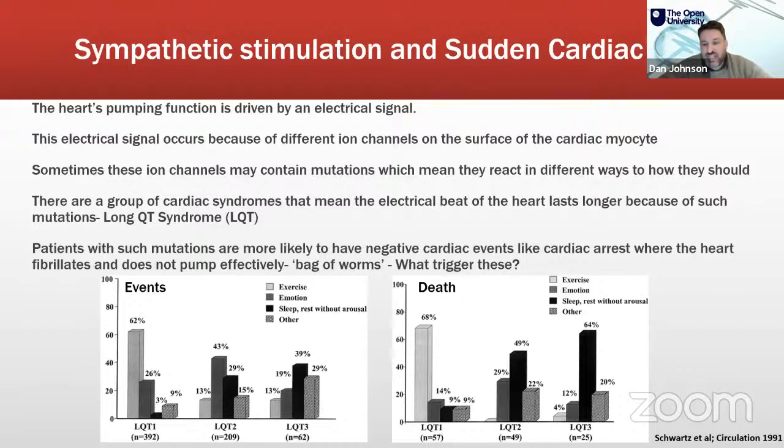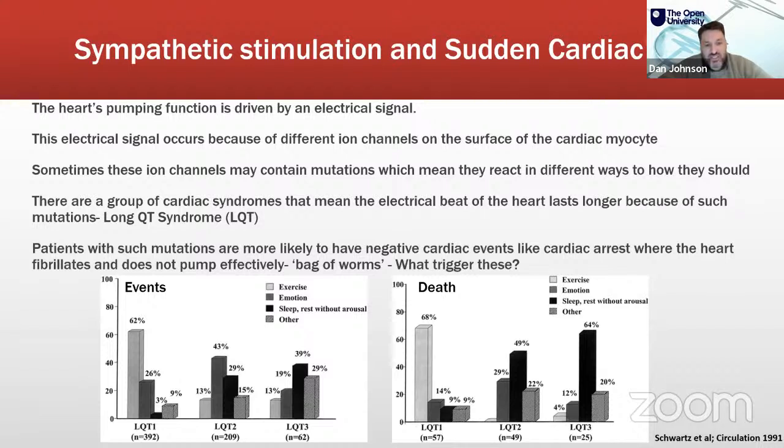I'd like to show this paper again. This is quite an old paper from Circulation, another prominent journal, from the early 90s. They looked at long QT1, long QT2, and long QT3 here. Long QT1 and 2 are both due to mutations in a certain potassium channel. Long QT1 is to do with the slowly rectifying potassium channel. You don't need to worry about that. Whereas long QT2 is more to do with the rapidly rectifying, the HERG channel.